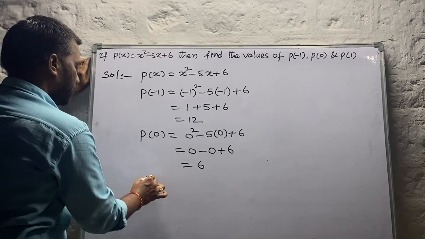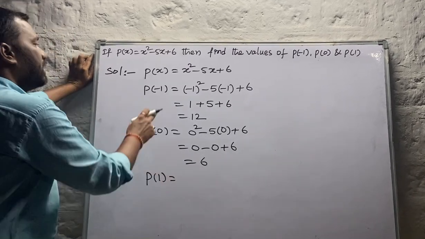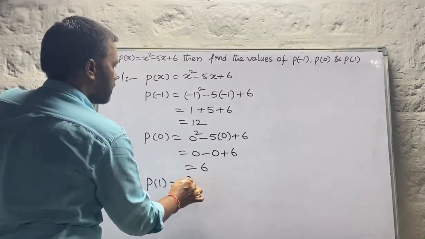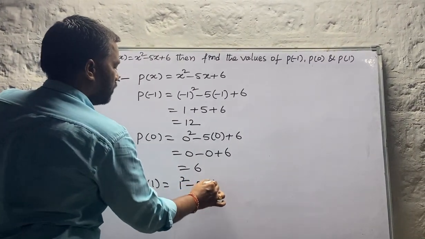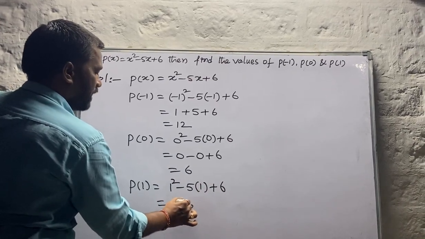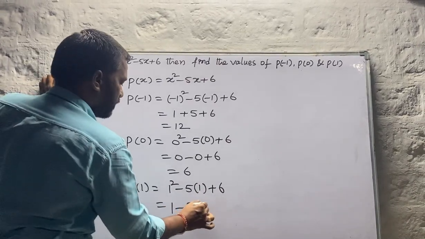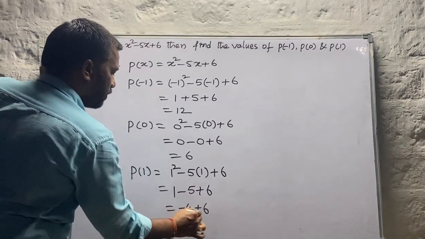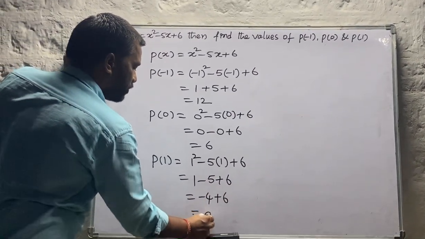Next to p of 1, last one. P of 1 means x is replaced by 1. We write in place of x 1. That is 1 square minus 5 into 1 plus 6. 1 square value 1. Minus 5 into 1, 5 plus 6. 1 minus 5 is minus 4 plus 6. Minus 4 plus 6 is plus 2. Over.